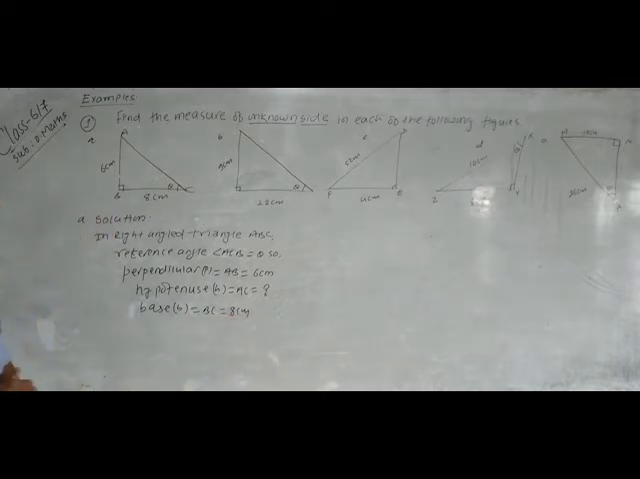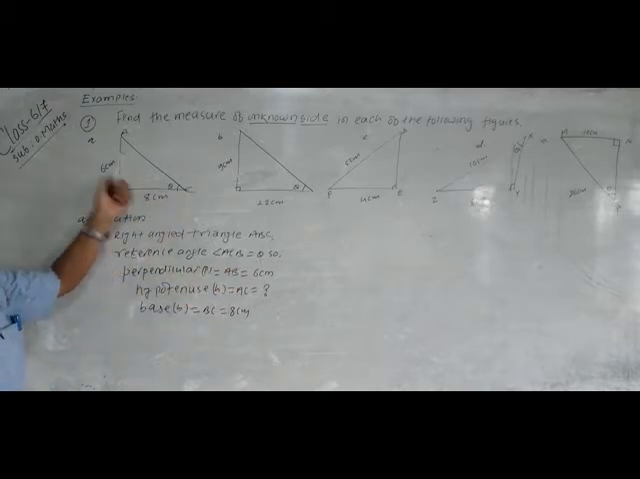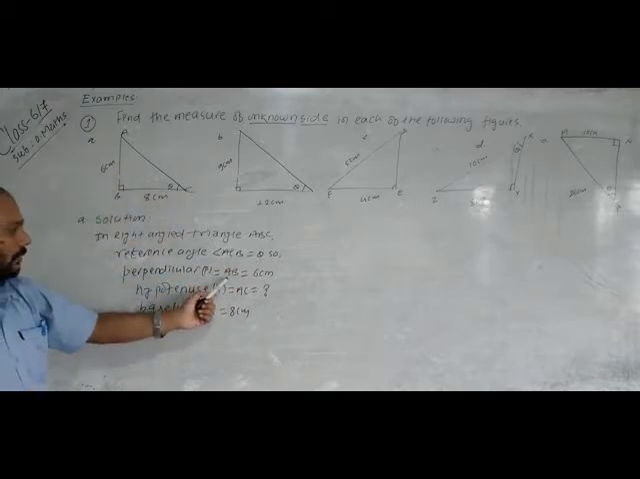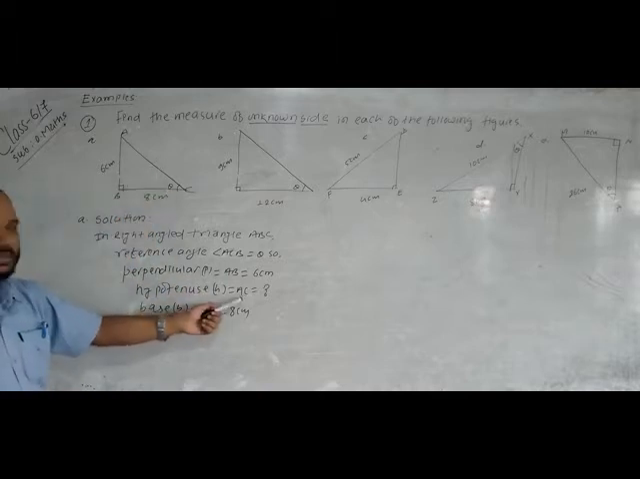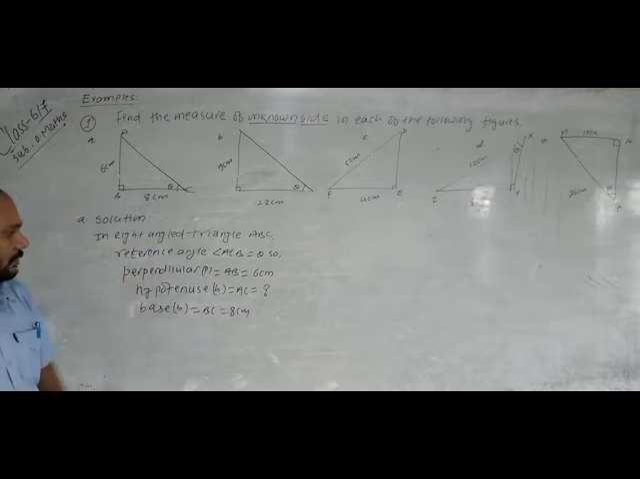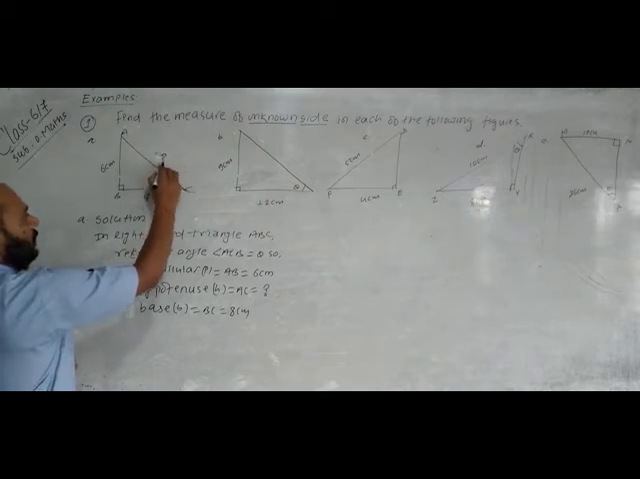Now look here, according to the reference angle, the side which is opposite to the reference angle is the perpendicular, and the side which is opposite to 90 degrees is the hypotenuse, and the remaining side is the base. And your question says find the unknown side. So we find this side, AC.